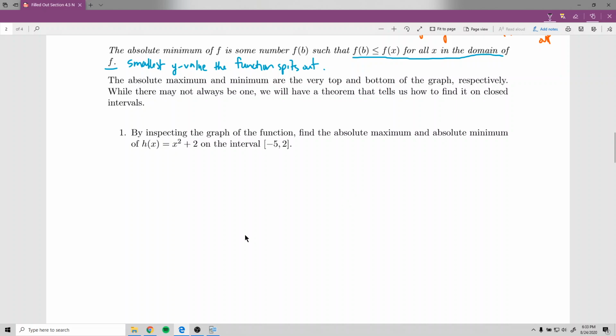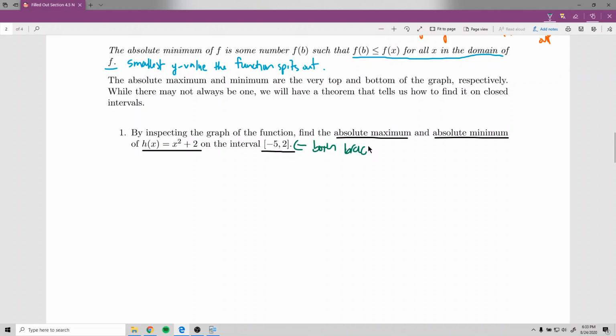All right, so this first one doesn't use any calculus at all. It gives you the graph of this function in the homework, so I'll graph it on the calculator. And it says, by inspecting the graph of the function, find the absolute maximum and absolute minimum of the function h of x equals x squared plus 2 on the interval -5 to 2. Now I'll go ahead and repeat once again that the fact that this is a closed interval, both brackets, is important.